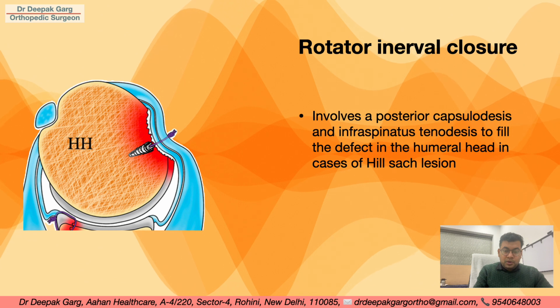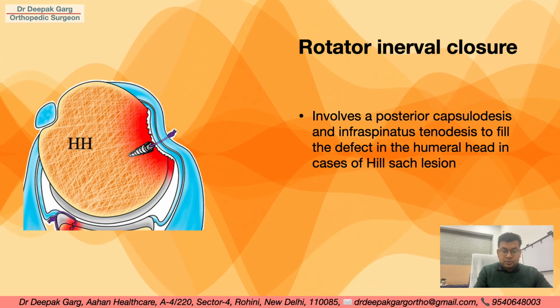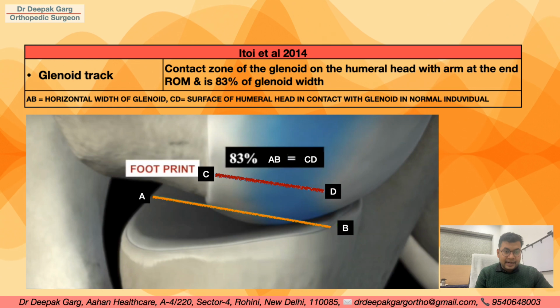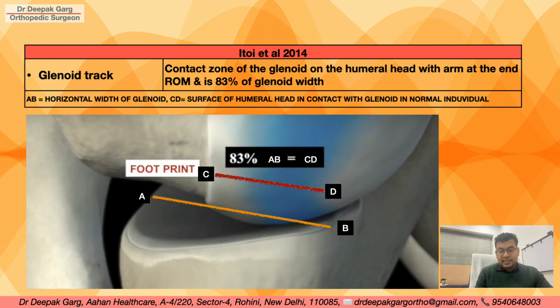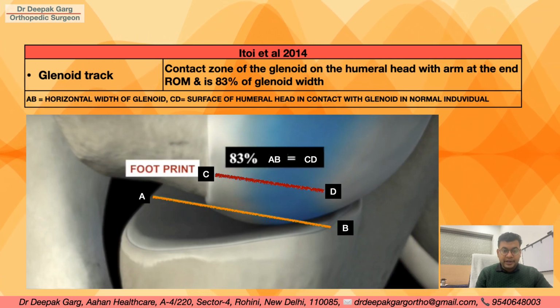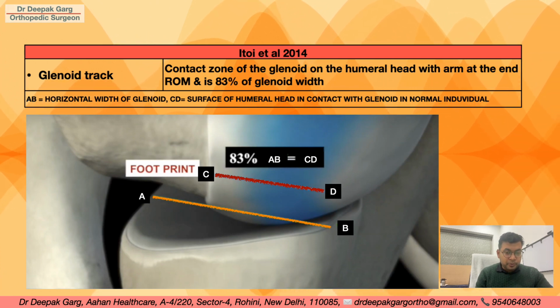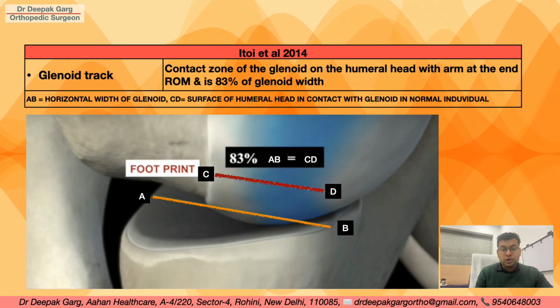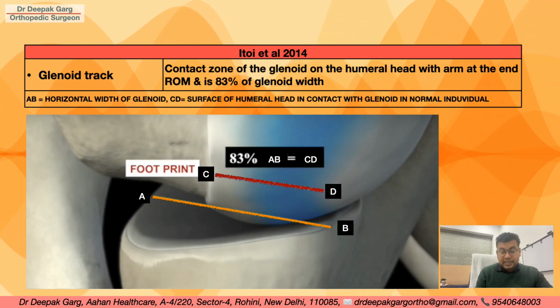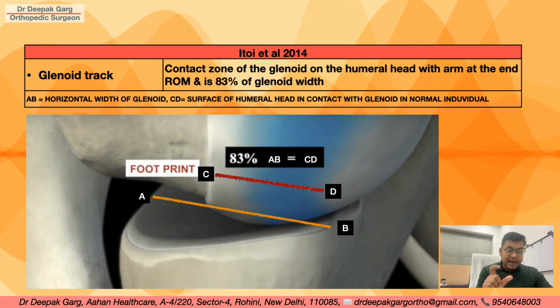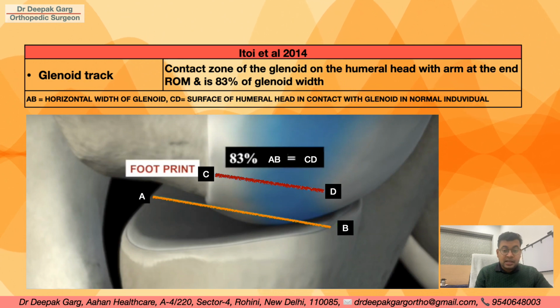Now another thing we want to discuss is on-track and off-track lesions. So what is a glenoid track? When there is any movement inside the shoulder joint, there will be a contact zone of the humeral head and the glenoid. That is the amount of contact of the humeral head with the glenoid with the arm in extremes of range of motion, specifically abduction and external rotation. That contact is called the glenoid track.